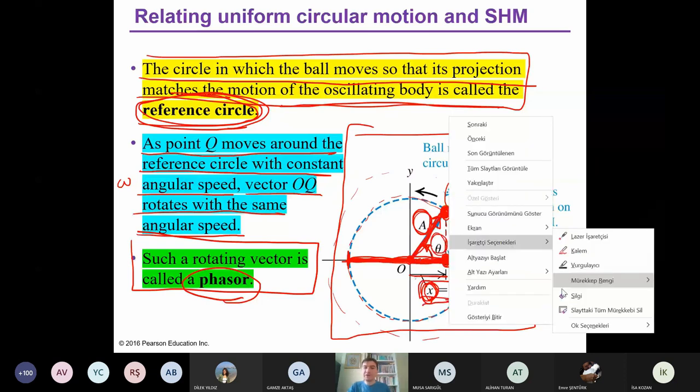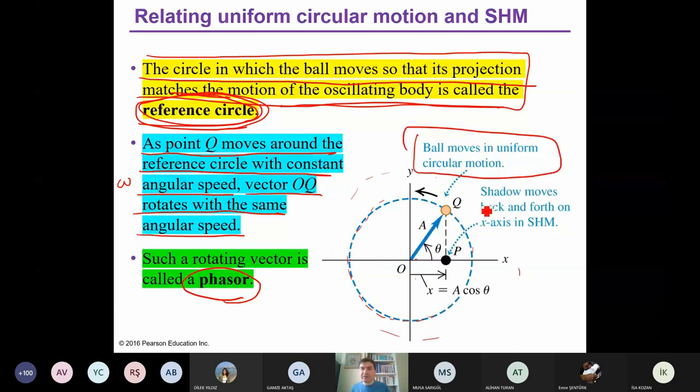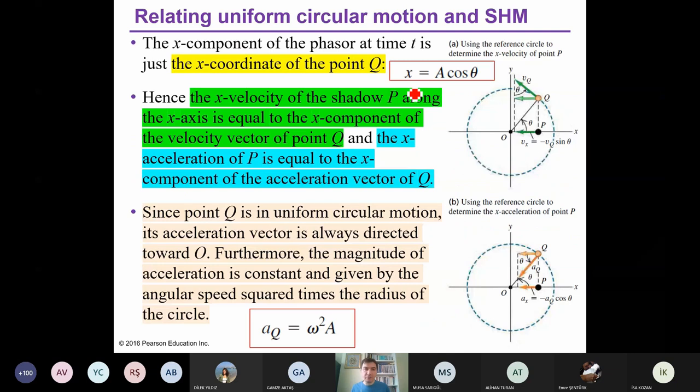Then let me continue. The ball moves in uniform circular motion around this circle, and the shadow of the ball moves back and forth on the X axis in simple harmonic motion. Okay, so now let me continue. So we have X, which is given with A times cosine theta. So what about the velocity? What about the acceleration?